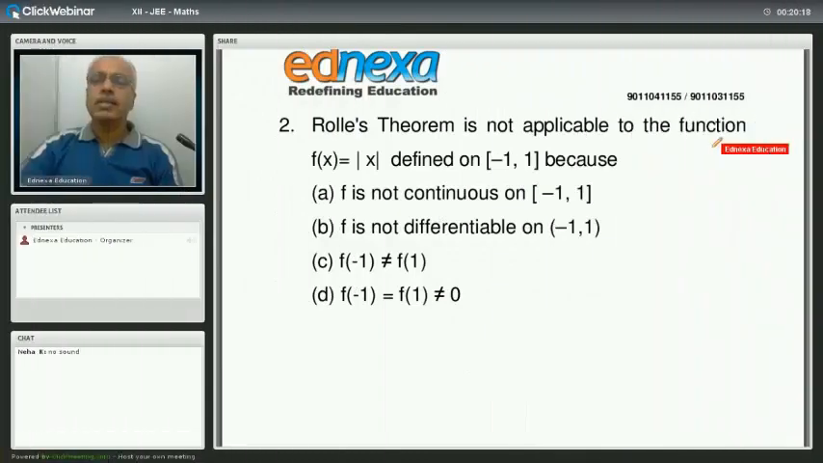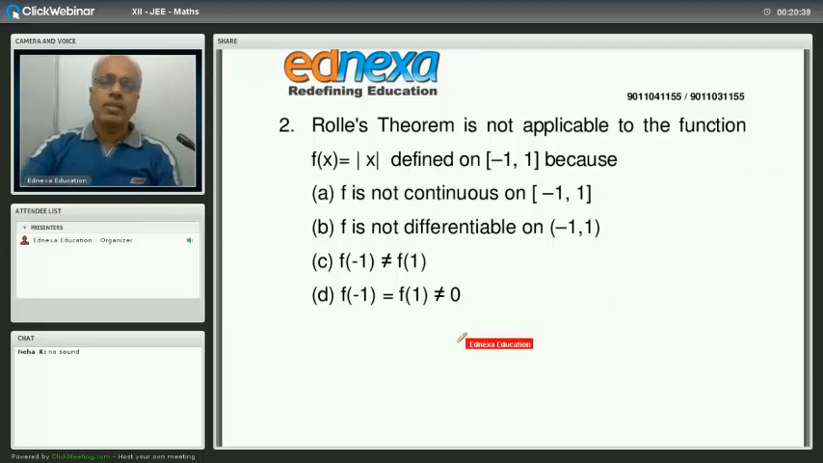Let us see this f(x) = |x| in the interval -1 to 1. Now this is what I had explained just some time back. The function f(x) = |x|. Why can we not apply Rolle's theorem to this? It is very important to understand what is happening.